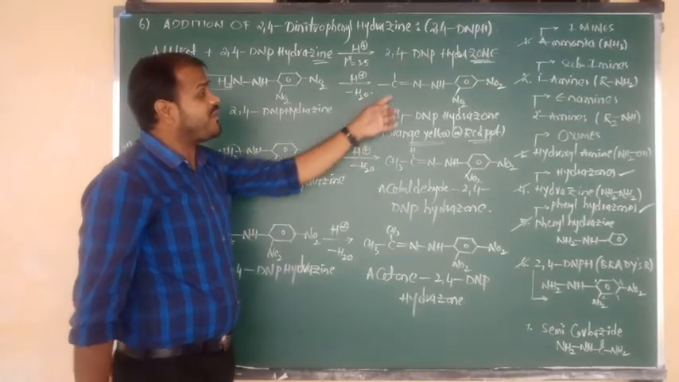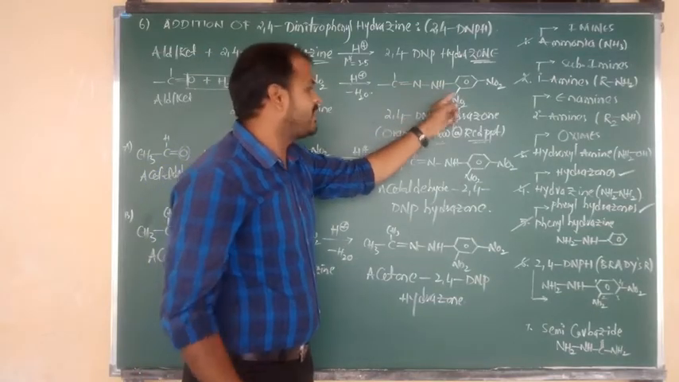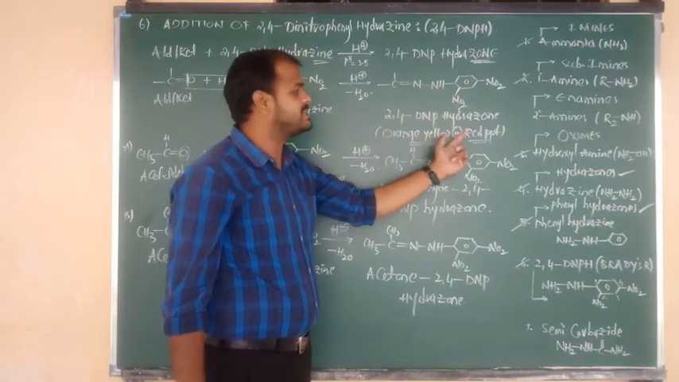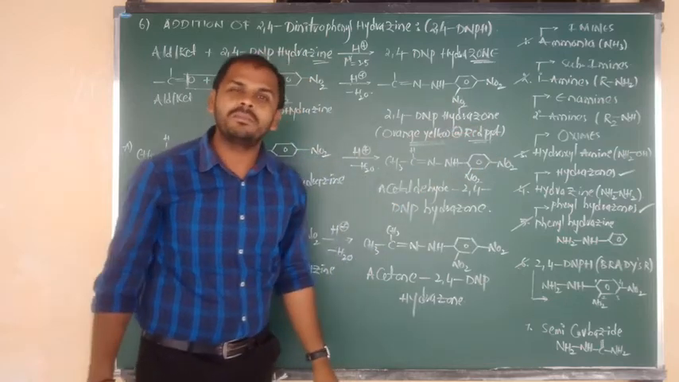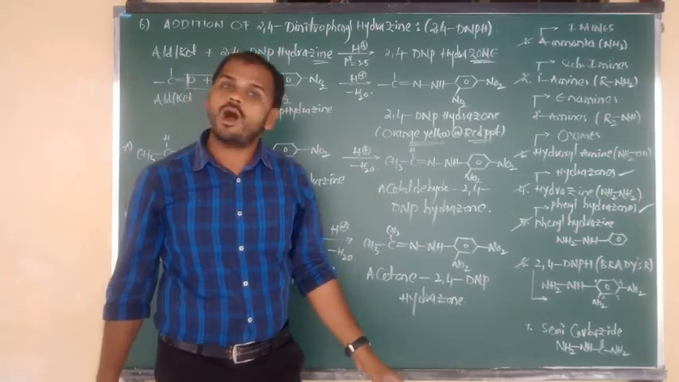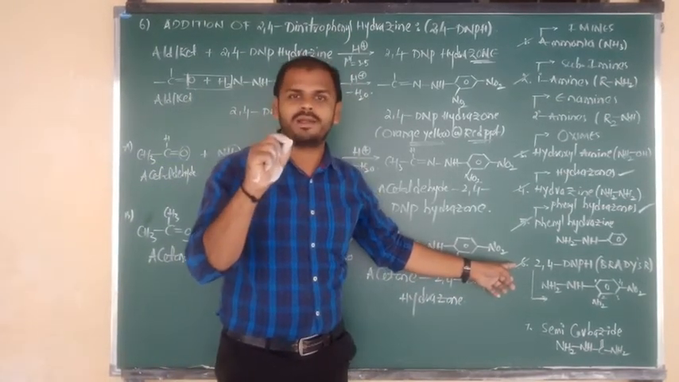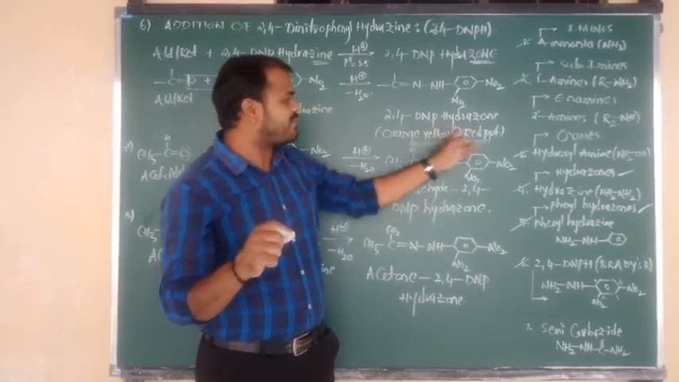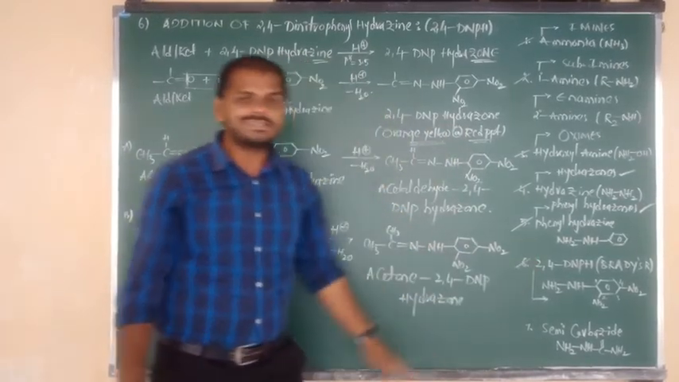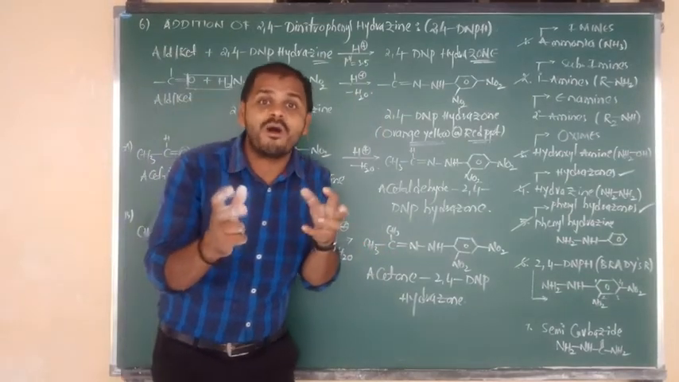The final products are nothing but colored solids, colored precipitates. We can say orange yellow precipitates, and also red precipitates. So totally 7 types of addition reactions are there, out of which the 6th one is important from the color point of view. Due to formation of colored crystals, this reaction is used for the characterization of aldehydes and ketones.